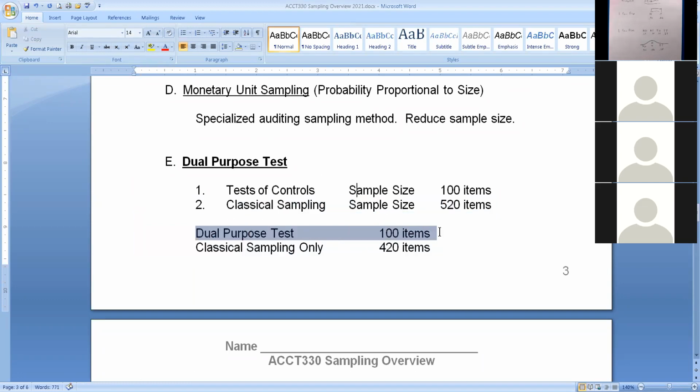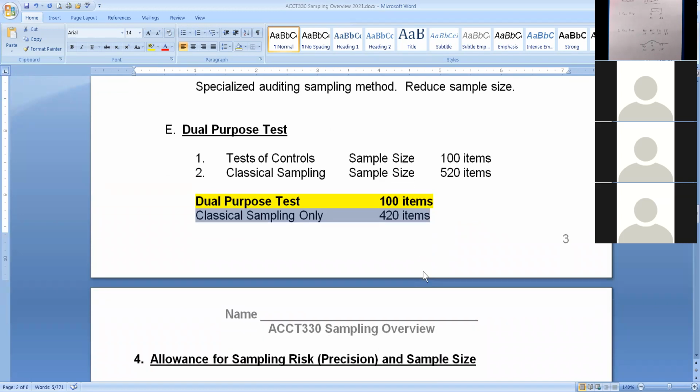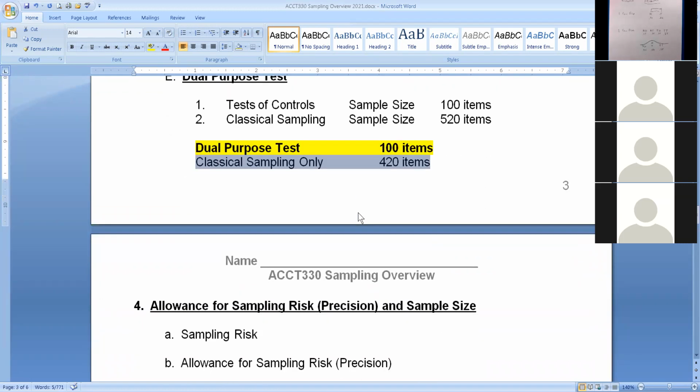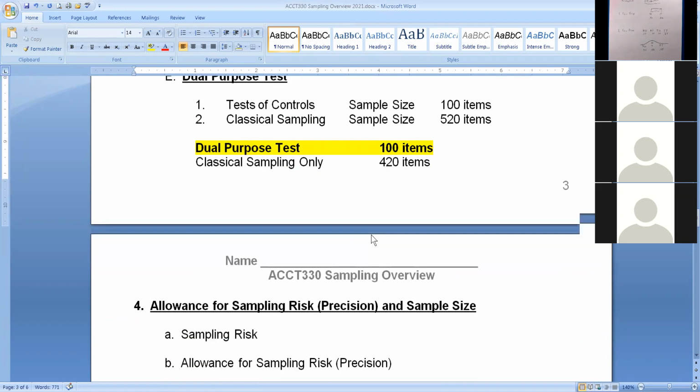So the dual purpose test would say, okay, if you have these 100, if you already picked them for the test of controls, when you do the classical sampling, just get 420 more, and that'll make up your 520 items. I don't know if it's that big of a deal. I've seen that tested on the CPA exam, so it may not be that big a deal. It's kind of obvious.